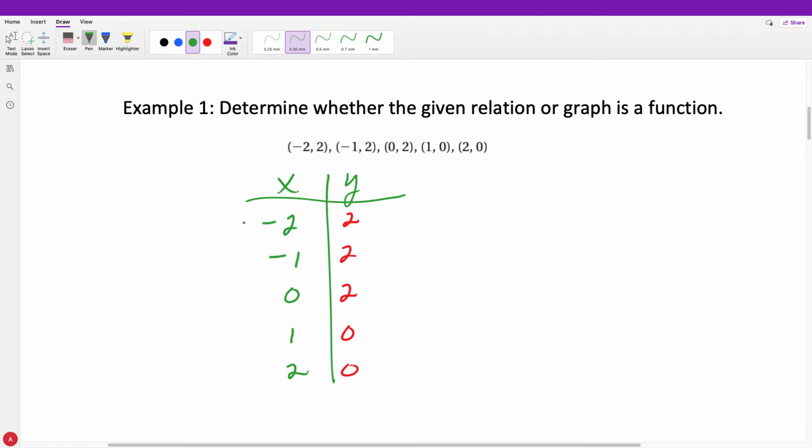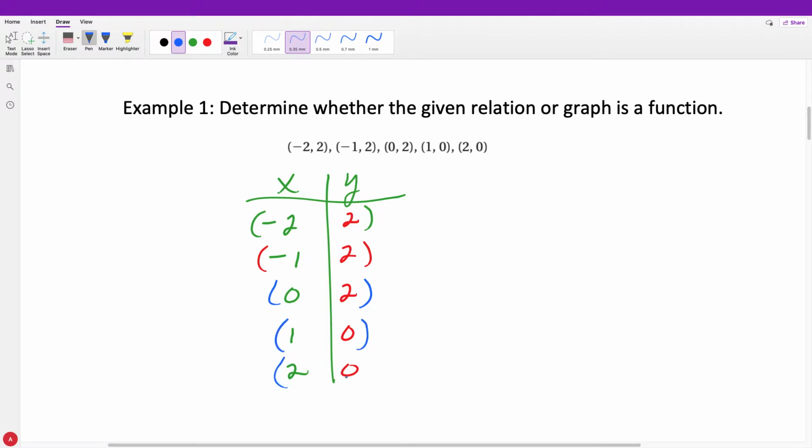We need to see if x is repeating. So -2, well, there's no other -2 in here, and that only gave me a positive 2 in response. There's not two other y values I can have. When I look at -1, well, there's no other -1 in this relation. So I look and say, okay, when I look at my x value, it just gave me that one y value in return. When I look at 0, there's no other 0 in my relation. It gave me 2. So 0 didn't generate two different numbers.